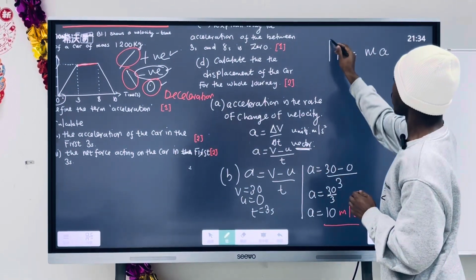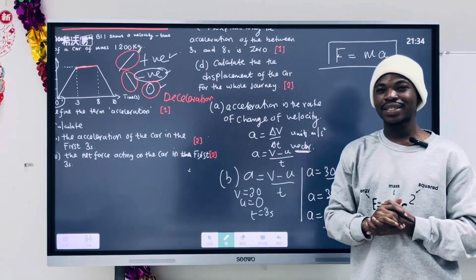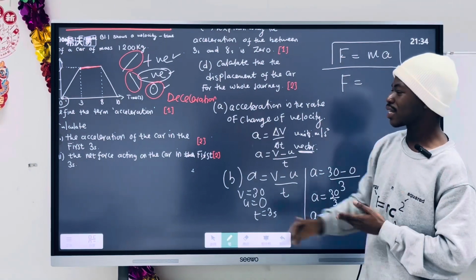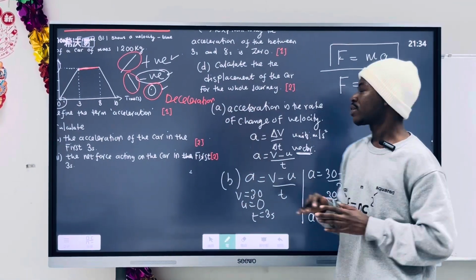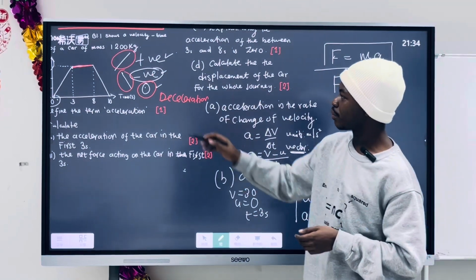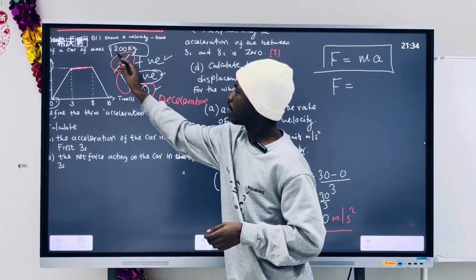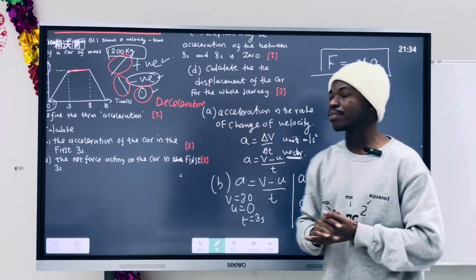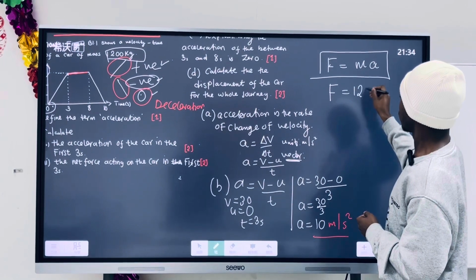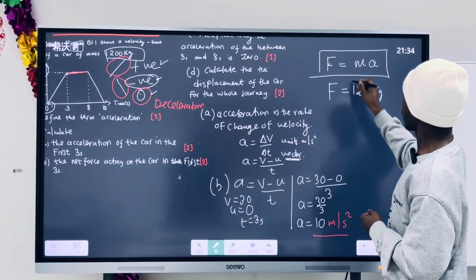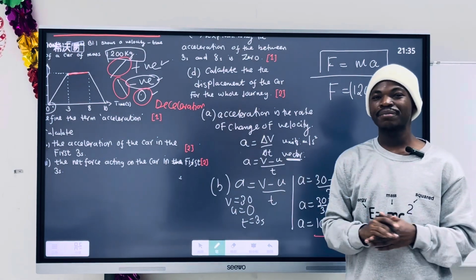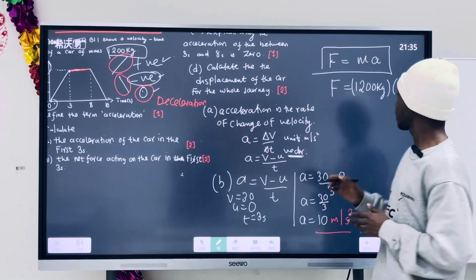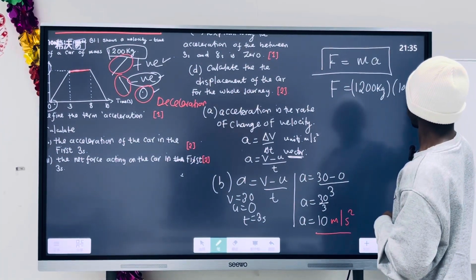So using Newton's second law of motion, we can work out part B2. F is what they are asking us to find, because they are saying the net force acting on the car. The mass of the car was given in the question. If we read the question together again, we can see that the mass of the car is actually 1200 kg. So here we have 1200 kilograms multiplied by our acceleration. In the first 3 seconds, we've already calculated the acceleration, 10 meters per square second. So we have 10 meters per square second here.